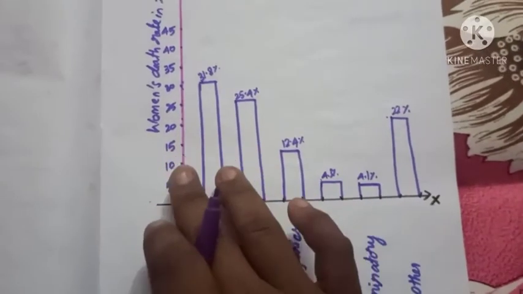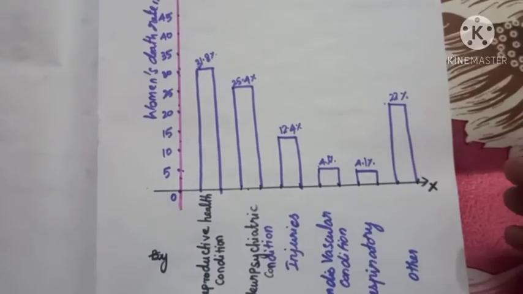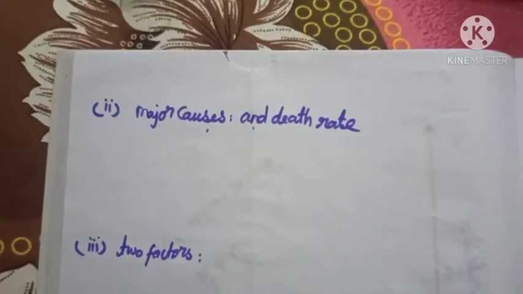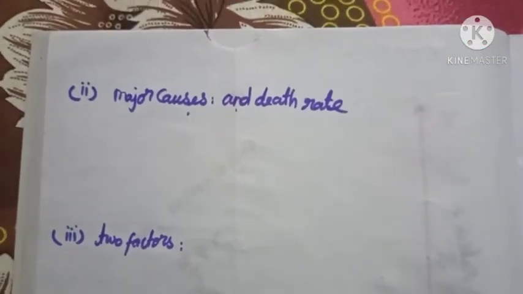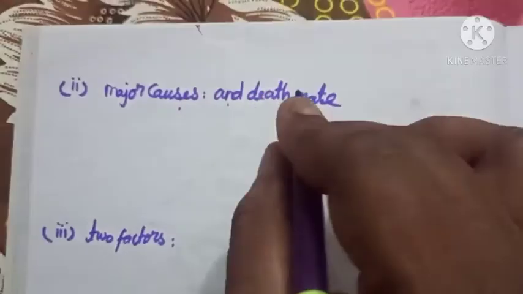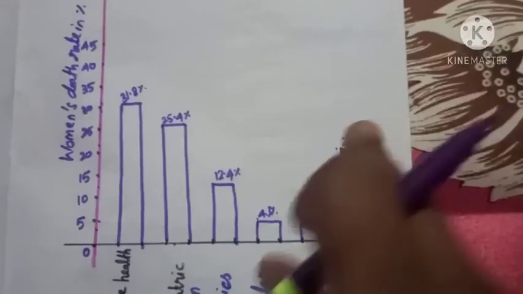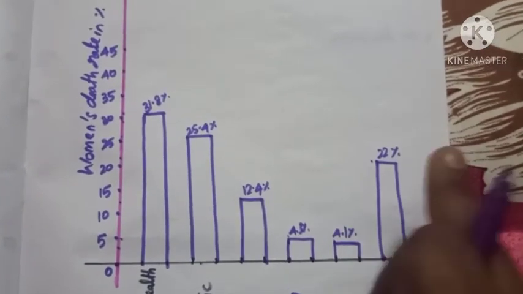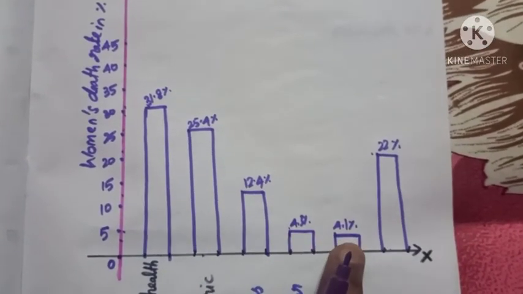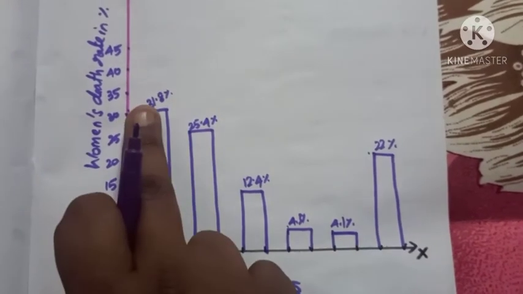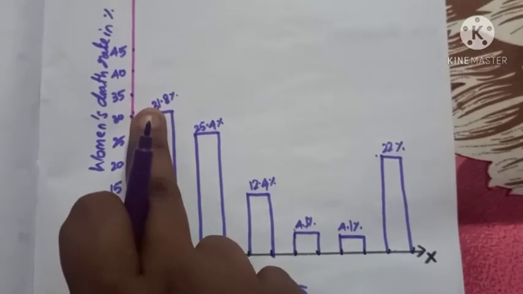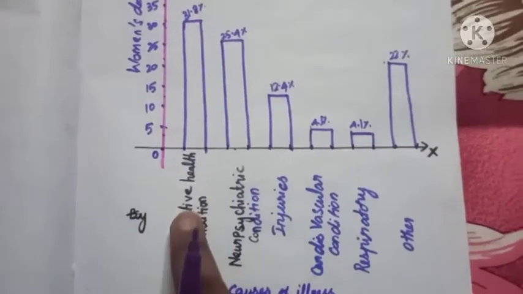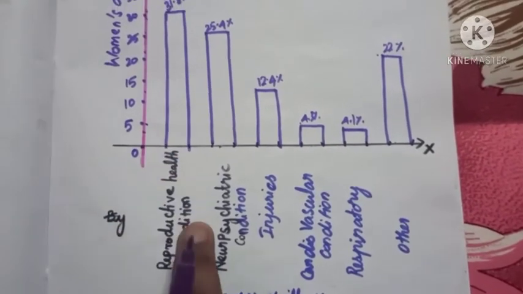The first one was to draw a graph. And what is the second one? The second question is about the major causes and the death rate. Which one is the major cause with the highest death rate worldwide? By observing this bar graph, you can see which one is higher. 4.1 is very low and 31.8 is high. So 31.8 is the highest death rate, and the major cause is the reproductive health condition.